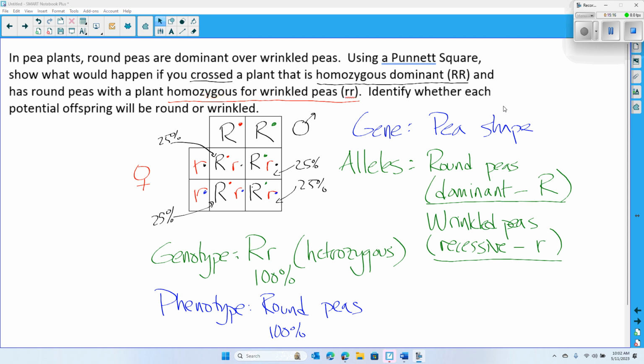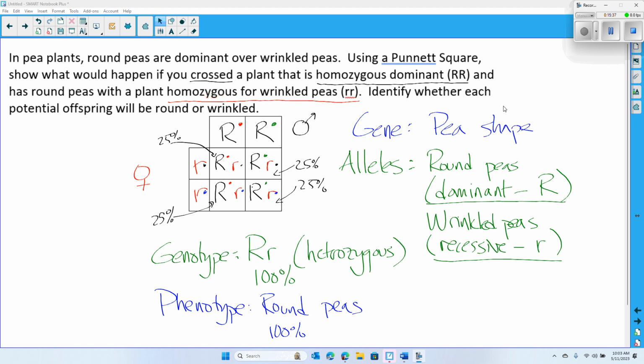There are other kinds of systems where we have, say, multiple genes for a trait, or where a trait has more than two alleles, or where some of the alleles are partially dominant or co-dominant. And it gets a little trickier to figure out, but we're going to keep it simple for this.